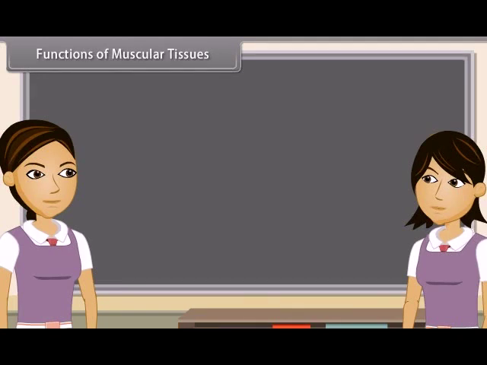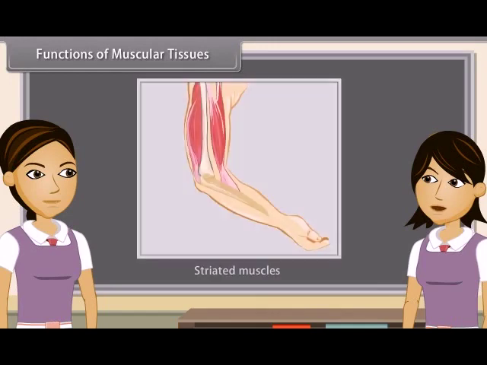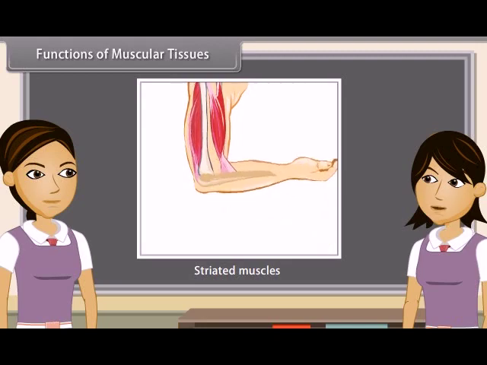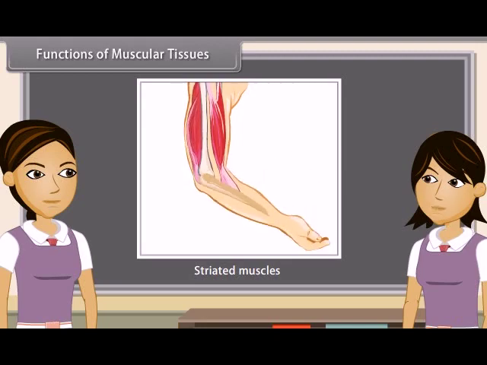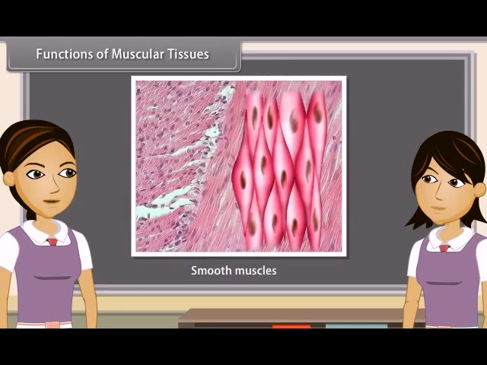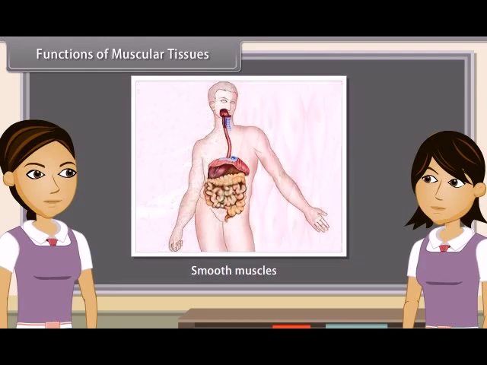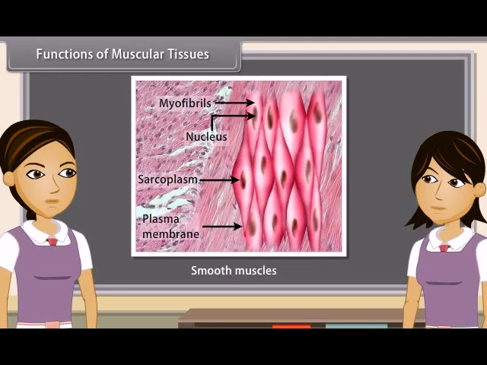Functions of muscular tissues. Striated muscles provide the force for locomotion and all voluntary movements of the body. Smooth muscles are involuntary muscles, that is, they do not work according to our will. Movement of food in the alimentary canal, and opening and closing of tubes are due to smooth muscles.